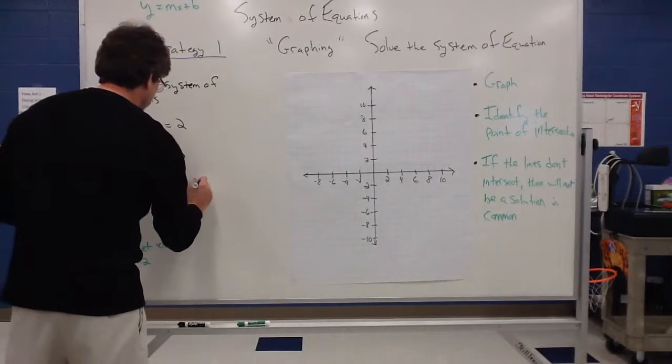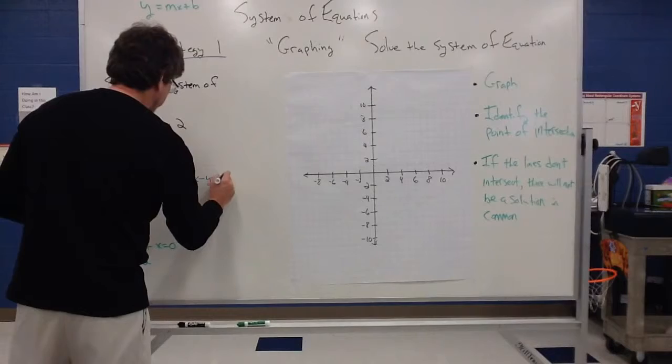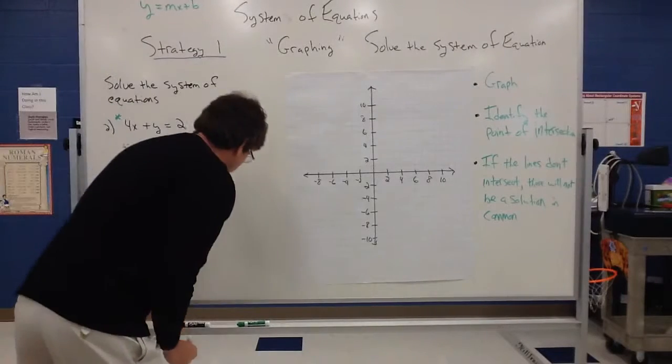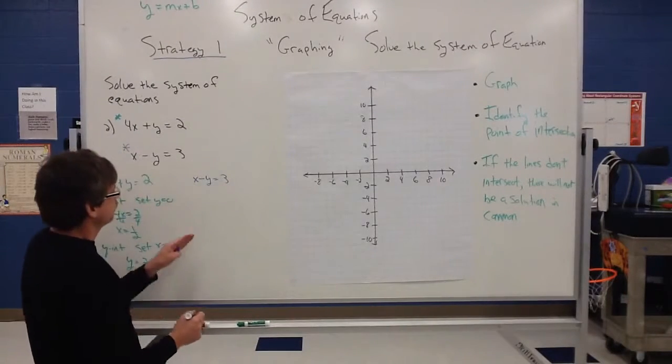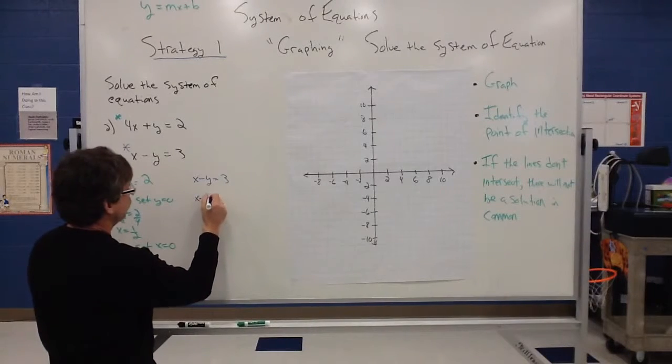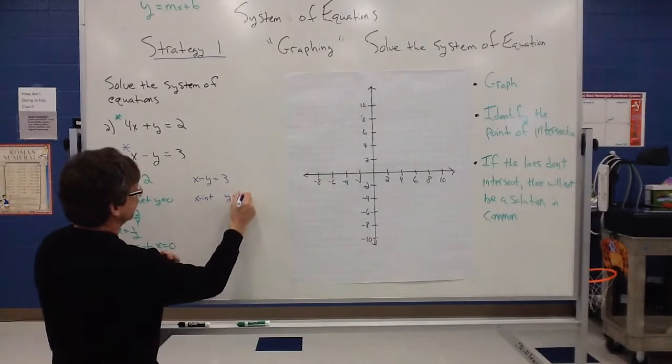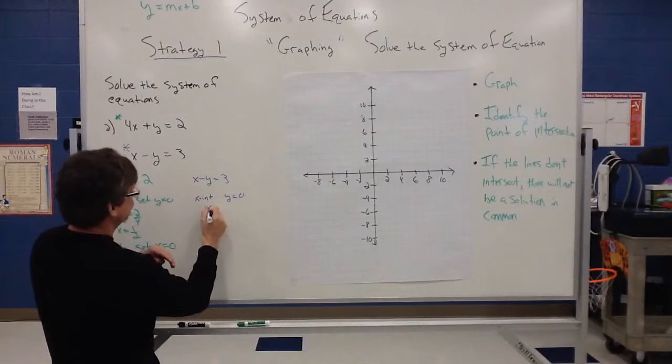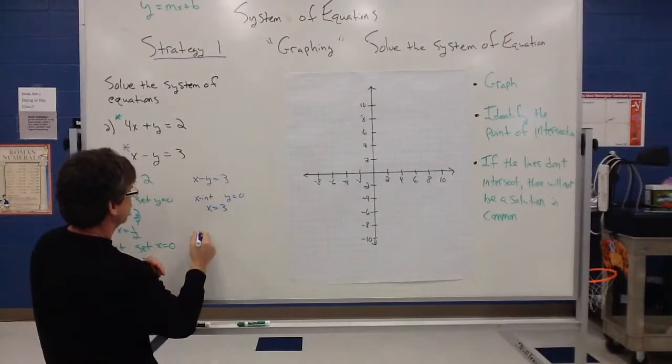So I have x minus y is equal to 3. Again, to find the x-intercept, you set y equal to 0. So that falls out. x equals 3 is the x-intercept.